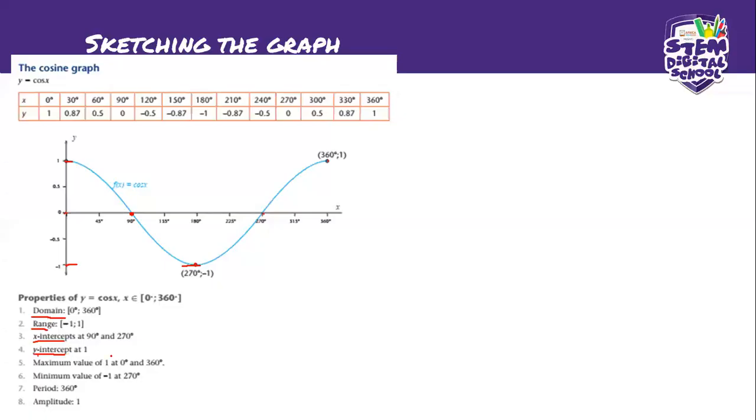Y-intercept. When we talk about the y-intercept, we are referring to where the graph cuts what? The y-axis. In this case, we can see the curve of cosine cuts here at 1. Now our y-intercept is equal to 1.